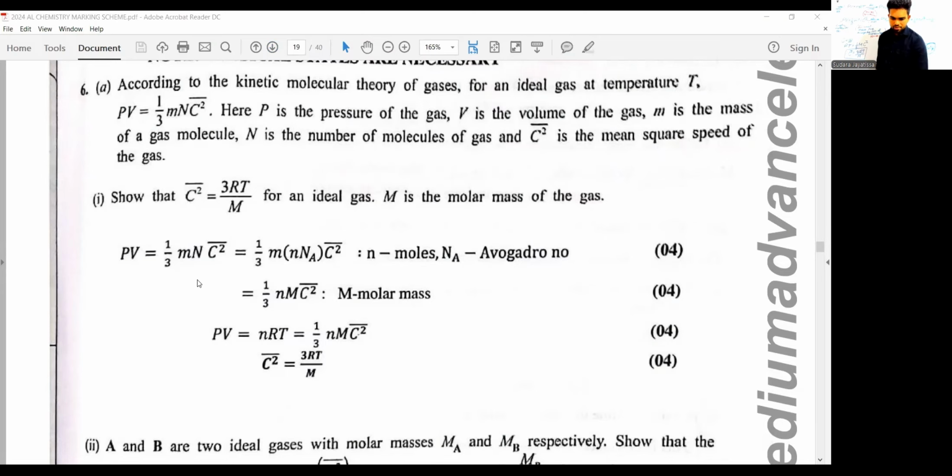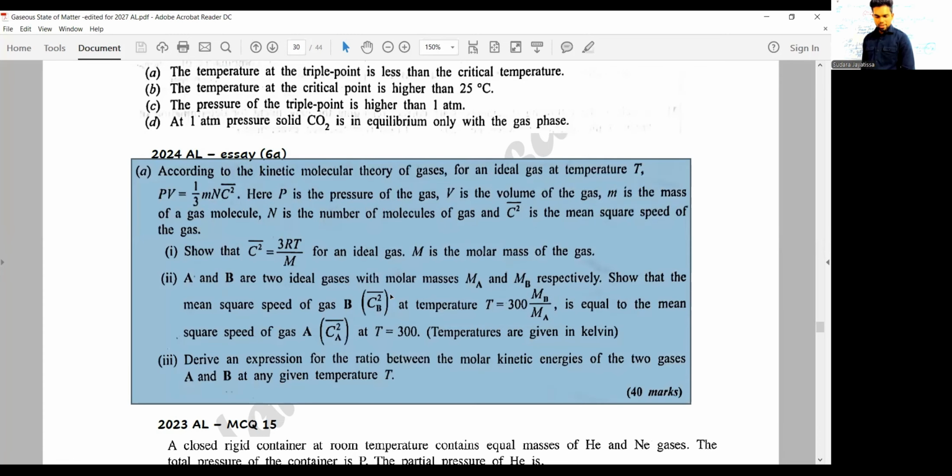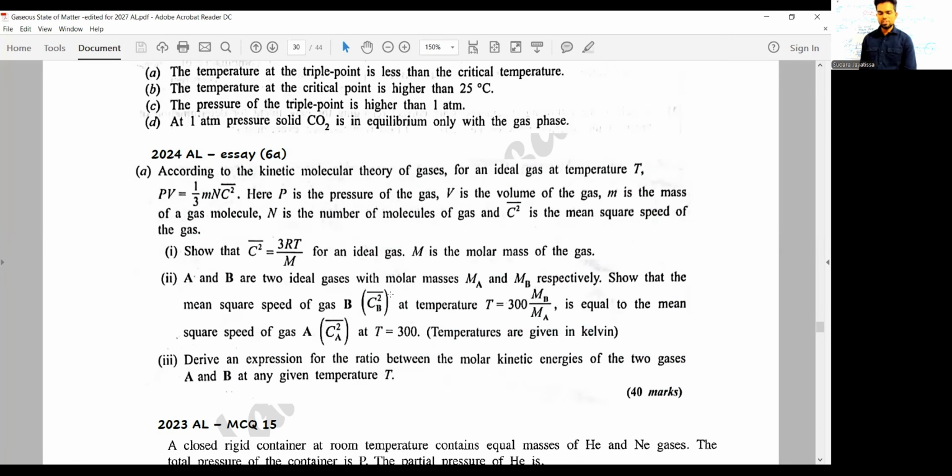Second part. After deriving that equation, usually they ask you a question to apply it. See that? A and B are two ideal gases with molar masses capital M A and capital M B. Show that the mean square speed of B at the temperature, they have given a value for temperature, is an expression that contains capital M A and capital M B, equal to the mean square speed of C gas at 300. Temperature 300 means it is 300 Kelvin. So anyway, we need to derive this one, and we just need to show that.